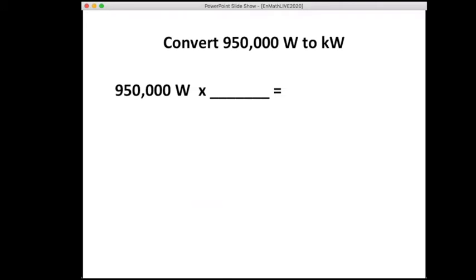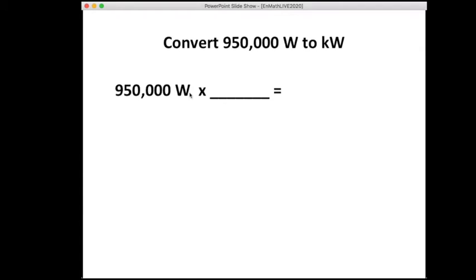So you can use the metric staircase to double check your answer, but I think they still want you to show this kind of work. Now we could use the metric staircase and get the answer in seconds. I'm going to move my decimal place 3 to the left. I'm going up 3 steps: 1, 2, 3. My answer is 950 kilowatts. I didn't have to do any work.